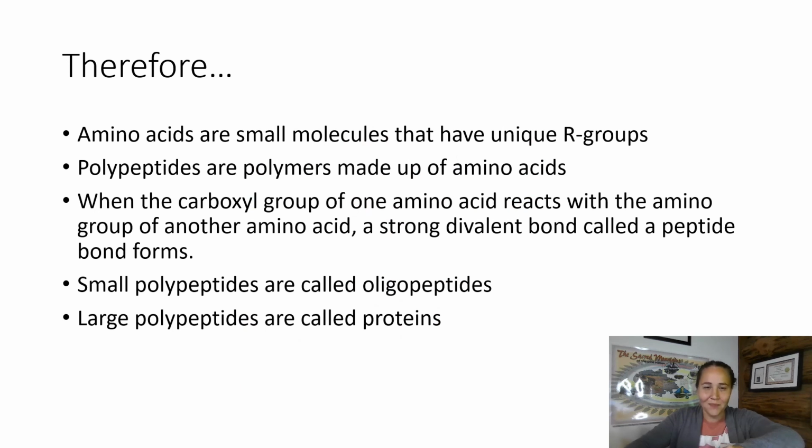So, therefore, at this point, we should know that amino acids are small molecules that have unique R groups. Polypeptides or polymers are made up of amino acids. When the carboxyl group of one amino acid reacts with the amino group of another amino acid, a strong divalent bond called a peptide bond forms. Small polypeptides are called oligopeptides, and large polypeptides are called proteins.